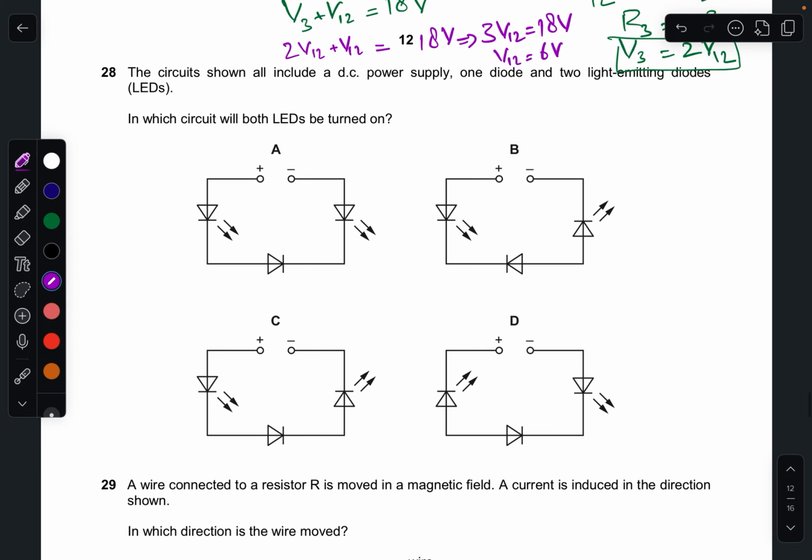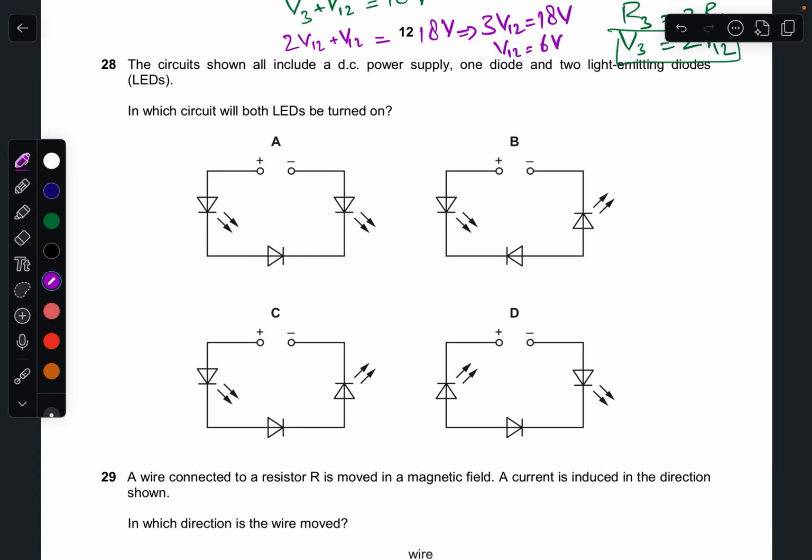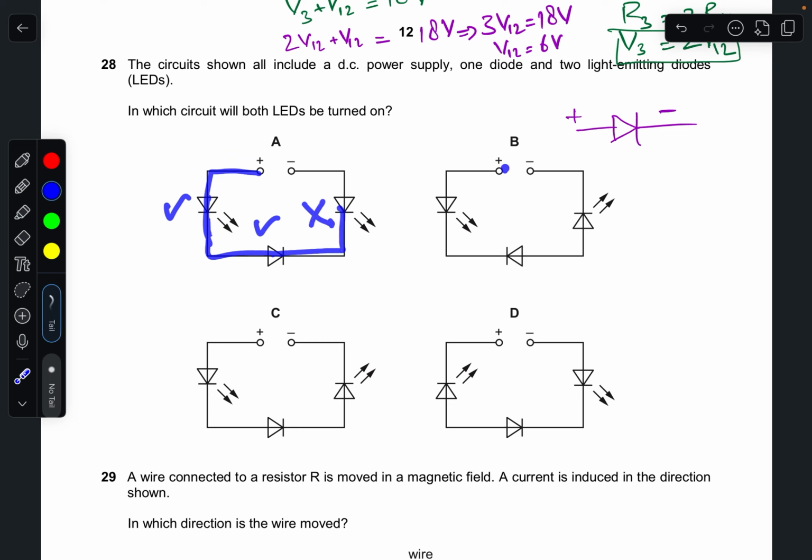In the next question, the circuits all include a DC power supply, one diode and two light emitting diodes. In which circuit will both LEDs be turned on? You need to know that the diode only allows current when this side is positive and this is negative. So if you see here, the current can flow from here, but when it reaches here it will not flow. Here also it will be stopped at this point. In this case, it can pass from here, from here, and from here. So it's option C that is correct.